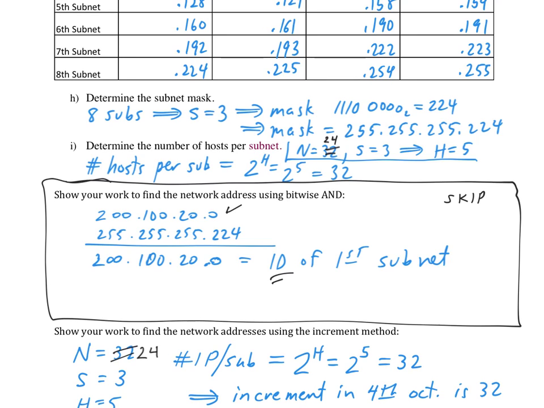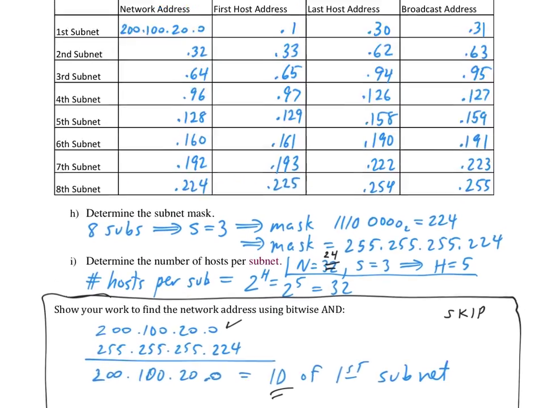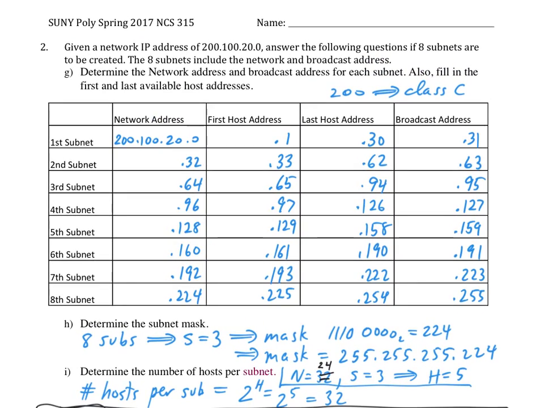Hope that helps. So basically what we've done here is we've taken a Class C network, which has 256 IP addresses in it, and we've divided it into 8 subnets, and therefore, because 8 times 32 is 256, we have an increment of 32 here. Hope that helps.